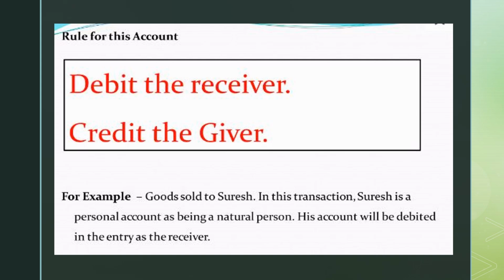Let us understand an example. Goods sold to Suresh. In this transaction, Suresh is a person, it's a personal account as being a natural person. His account will be debited in this entry as the receiver.